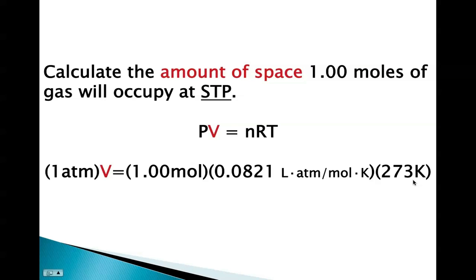So going back and using table A to help find standard temperature and pressure, and then solving for volume, you get 22.4 liters. This should make sense, that 1 mole of a gas at STP is going to occupy 22.4 liters, which we talked about before.